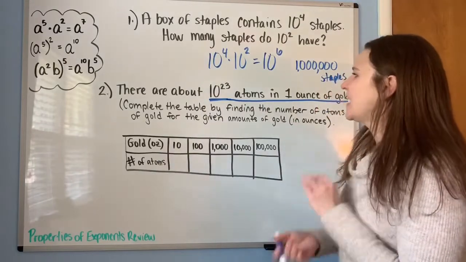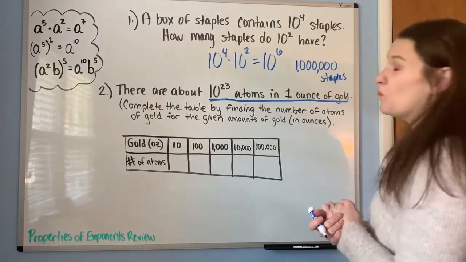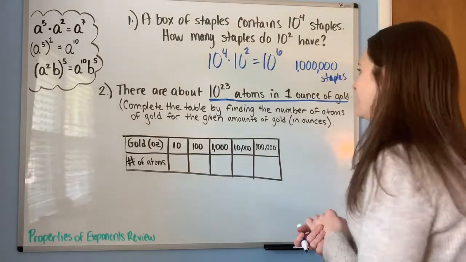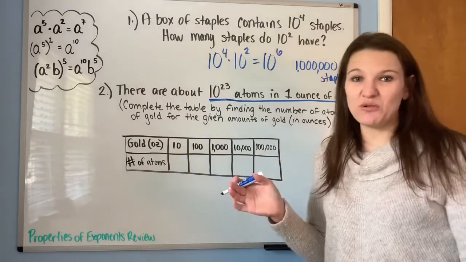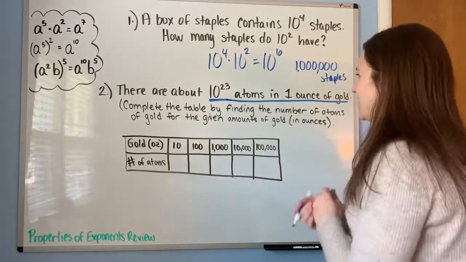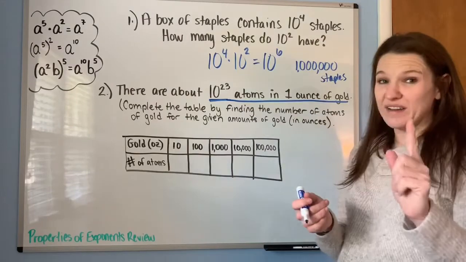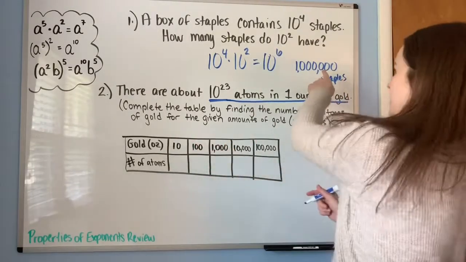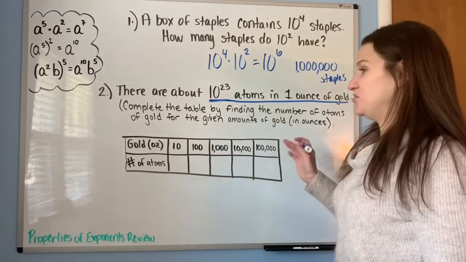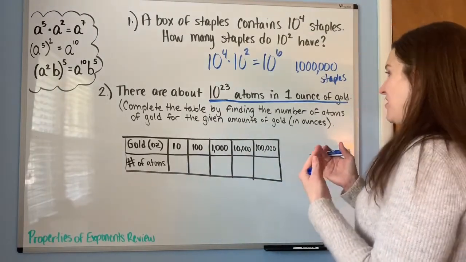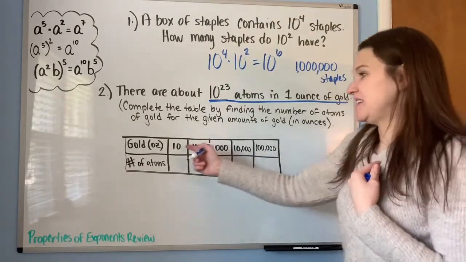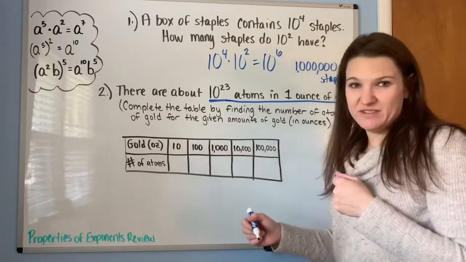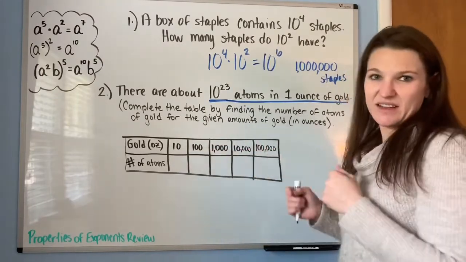There are about 10 to the 23rd atoms in 1 ounce of gold. Now, that's crazy. I'm a big fan of Gold Rush. I don't know about you guys out there, but that's interesting. So in one ounce, there's 10 to the 23rd. Now, that's a huge number. There's 1,000,000 is 10 to the 6th. So that's a huge number. They want to know how many atoms are in 10 ounces of gold, 100, 1,000, 10,000, and 100,000.